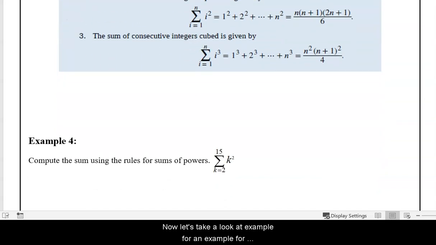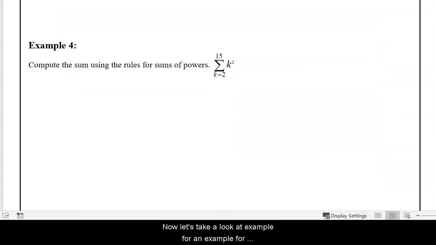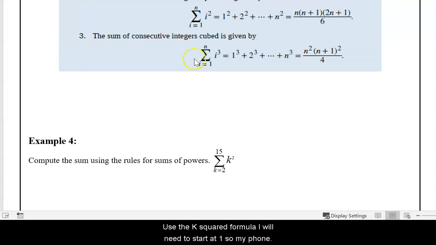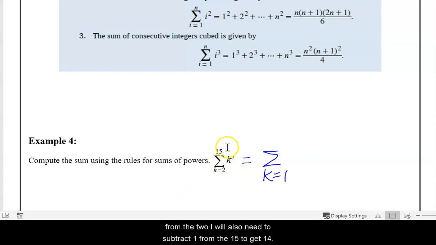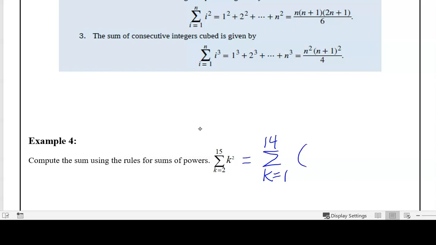Now let's take a look at example 4. In example 4, we have the sum from k equal 2 to 15 of k squared. To use the k squared formula, I will need to start at 1. So my first step is to rewrite this so that it begins at 1. This must be equivalent to k equal 1 by subtracting 1 from the 2. I will also need to subtract 1 from the 15 to get 14. But now I will need to compensate by adding 1 to the k.